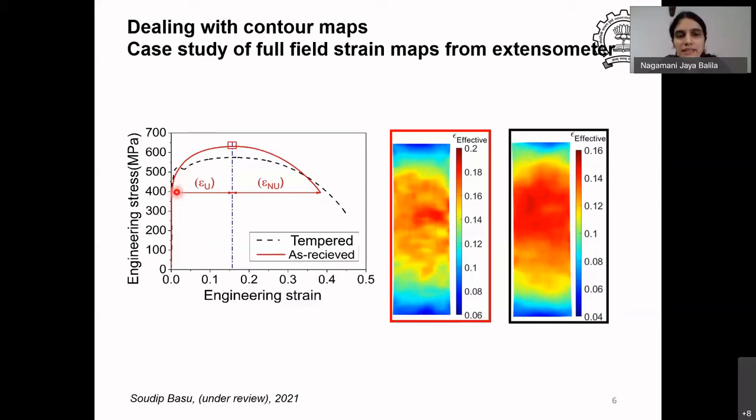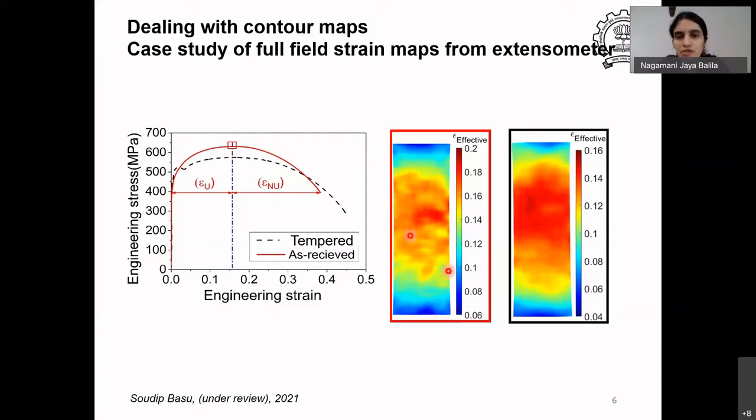In this case, the yield strength more or less remains the same, but what is called the highest strength that the material can reach has decreased for the heat treated case. So the highest strength was about 620 MPa or so, whereas for the heat treated case, the highest strength is only about 550 MPa or so.